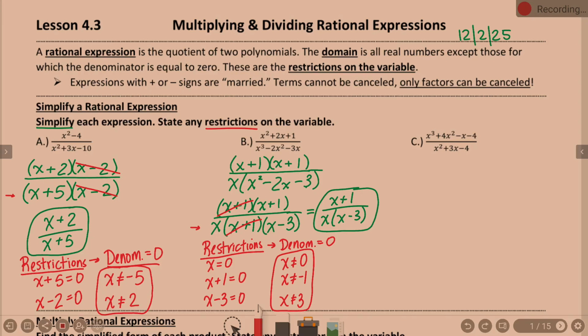Okay? So you've got a list of 3 restrictions on the variables, guys. You could have 1, you could have 2, you could have 3, you could have 5. It just depends how many factors you have. Okay, when we get into our multiplying and dividing problems, we will very possibly have more than 3.